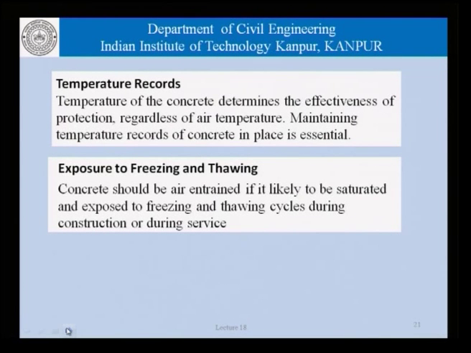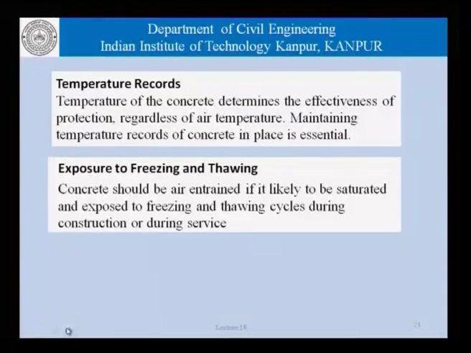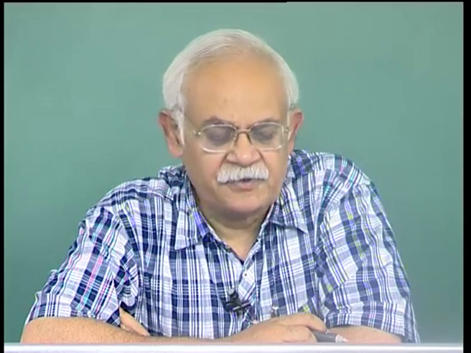We shall see later on that maintaining these records also helps us understand or relate to strength development through the concept of maturity. Exposure to freezing and thawing: concrete obviously needs to be air entrained if it's likely to be saturated and exposed to freezing and thawing cycles during construction or during service. So, we have seen graphs which tell us that if the concrete is saturated, the resistance to freezing and thawing is poor.